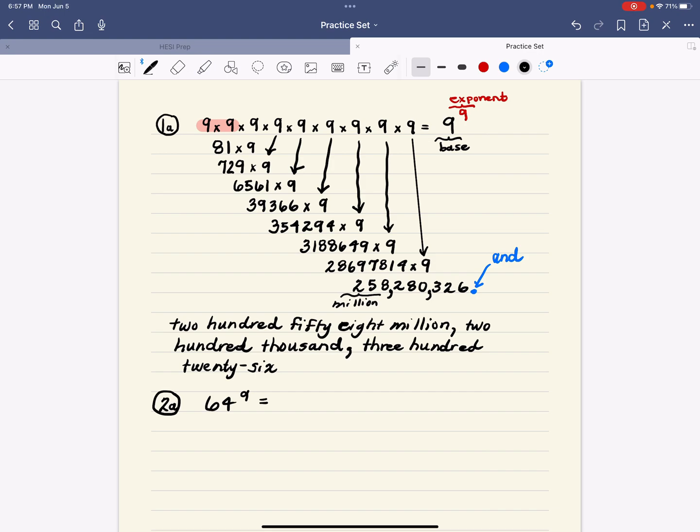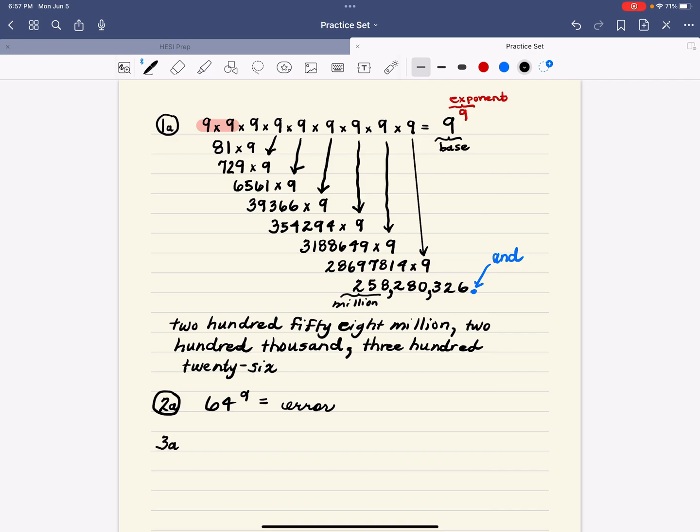So be careful. Put in a 64, there's 1, times 64, that's 2, times 3, times 4, times 5, times 6, times 7, and I get an error message. So this particular calculator will not handle that number. That tells me that you won't have this one on the HESI practice test. If the calculator can't handle it, they won't give it to you.